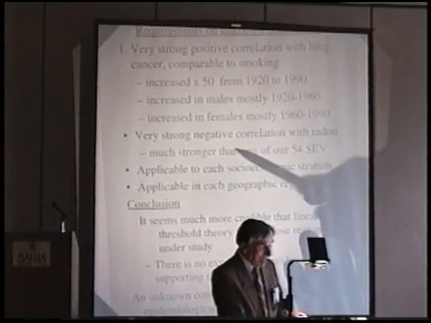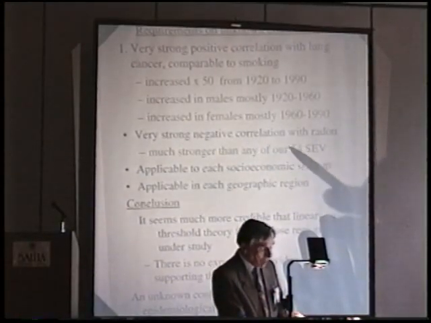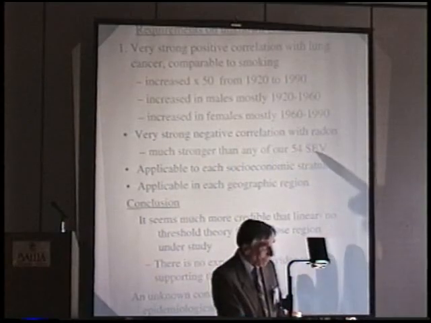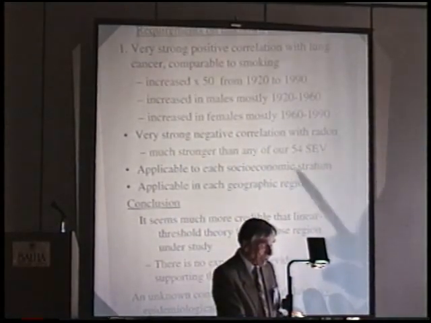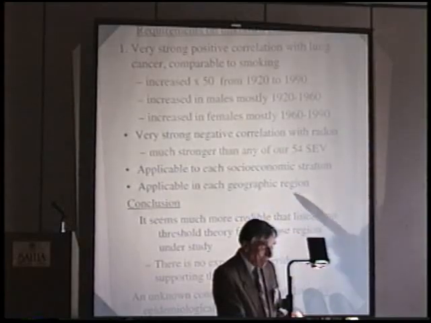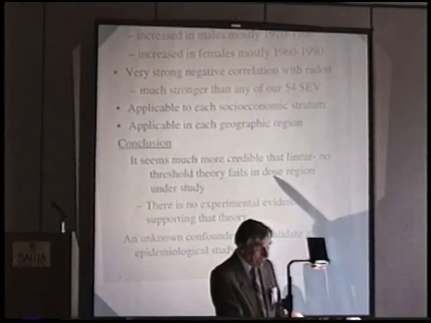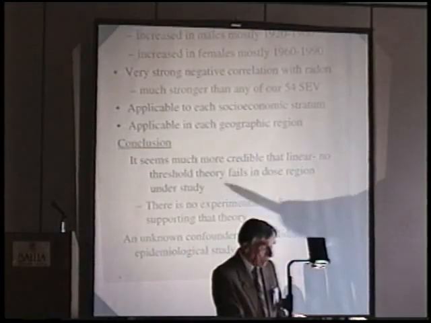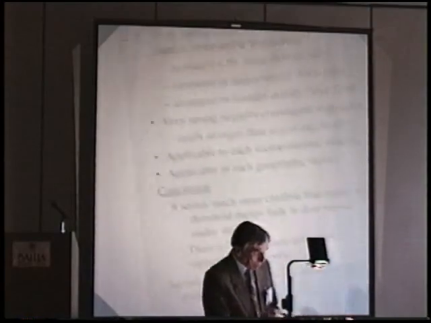And also at the same time, even if it did all that, it would still have to have a very strong negative correlation with radon, much stronger than the correlation of any of our 54 socioeconomic variables. Then it would have to be applicable to each socioeconomic stratum, applicable in each geographic region, and so forth. It just seems much more credible to me that the linear no threshold theory fails in this dose region under study, where there's no experimental evidence supporting it.